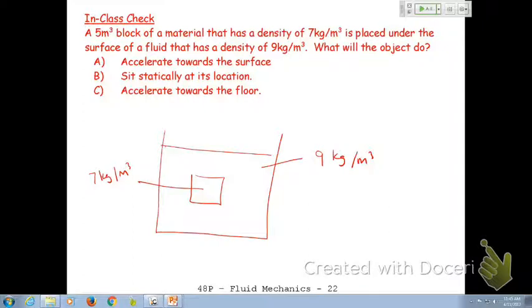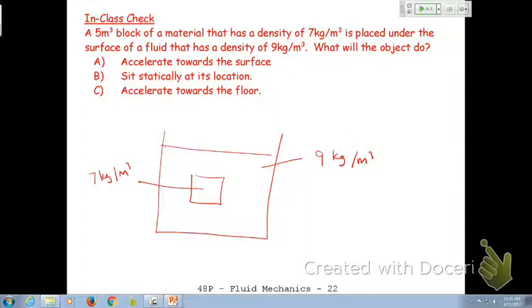So what's going to happen? My intuition tells me that this thing is going to move towards the surface. And my intuition says that because it's got lower density, exactly. So when the object has a lower density than the fluid, it's going to go towards the surface. When the object has a heavier density, like lead does, than the fluid, it'll tend to sink. So, how can I justify that, though?